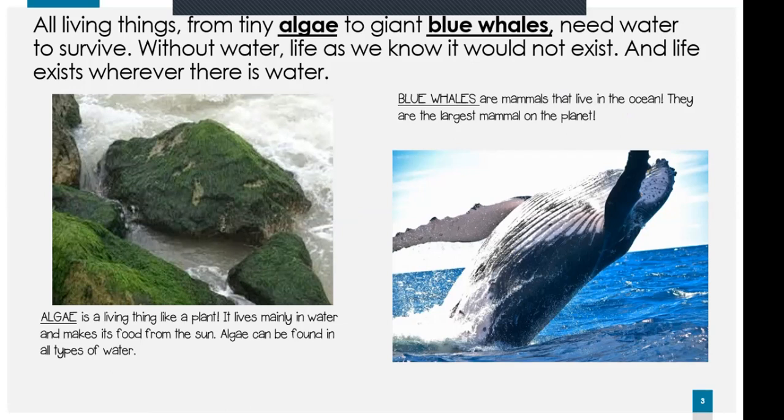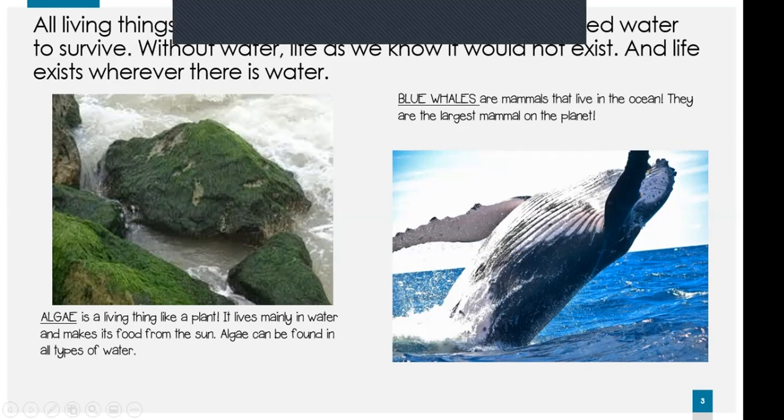All right. All living things, from tiny algae to giant blue whales, need water to survive. Without water, life as we know it would not exist, and life exists wherever there is water. Okay, now in my PowerPoint, I not only underlined it, but I put it in bold print. Okay, bold print, when you read nonfiction text, you will see bold print too. That means it's trying to draw your attention to that word for some reason. And on this one, it is because I'm telling you what it means.